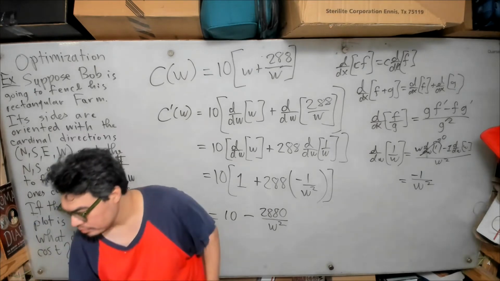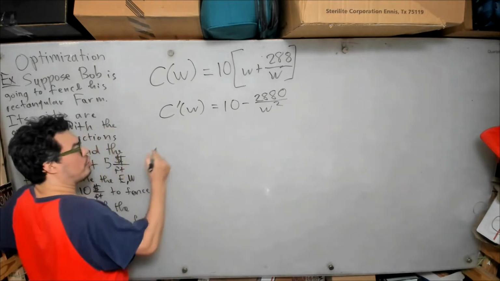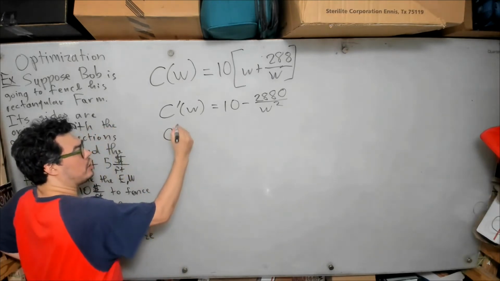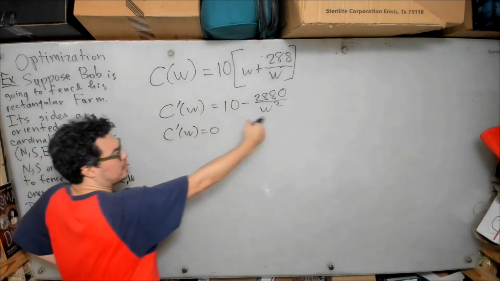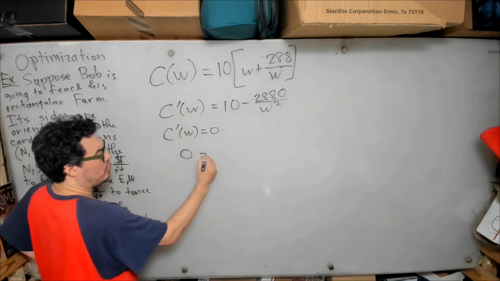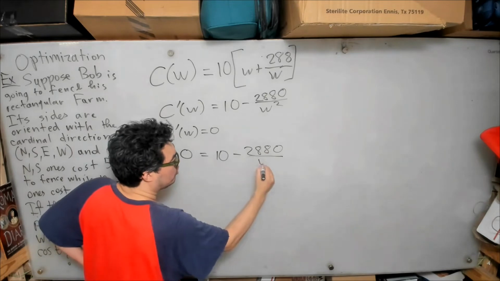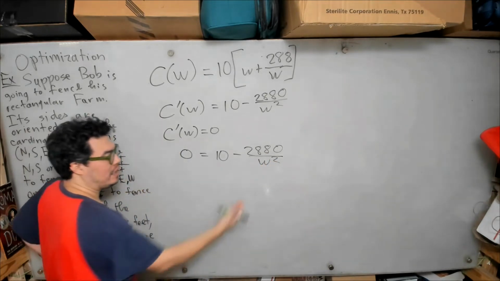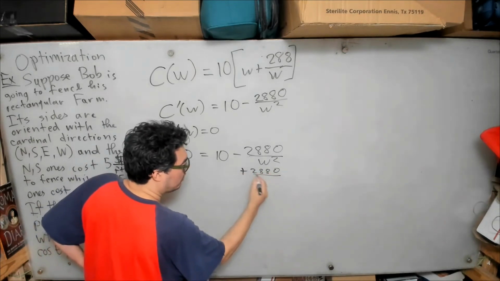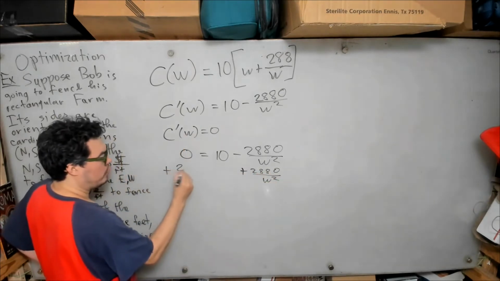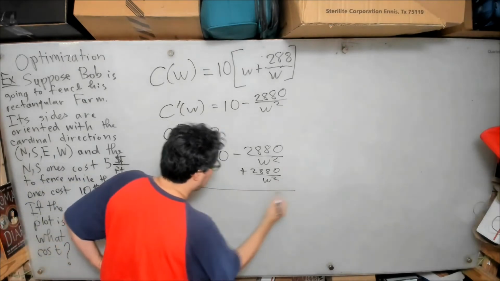Let's proceed. So we want to find the critical points. We want to find those W such that the C prime of W is equal to 0. Okay? So let's set this expression equal to 0. So 0 equals 10 minus 2880 over W squared. Well, what I can do is add this to the other side to begin with. So plus 2880 over W squared, plus 2880 over W squared. I can then start to simplify this.